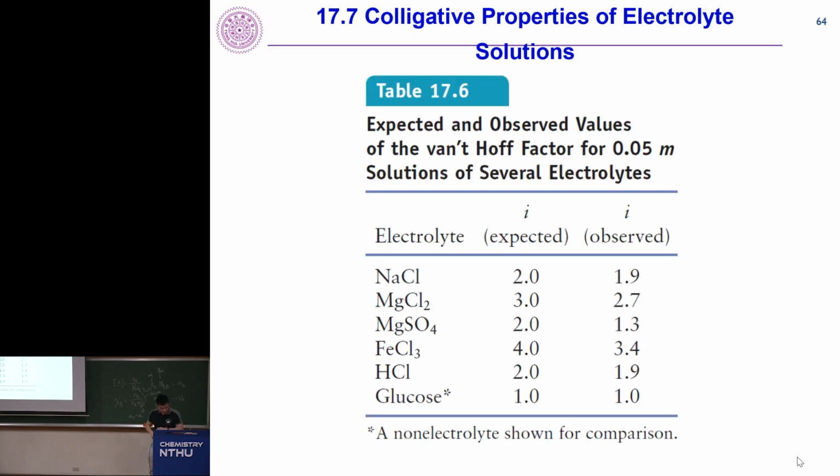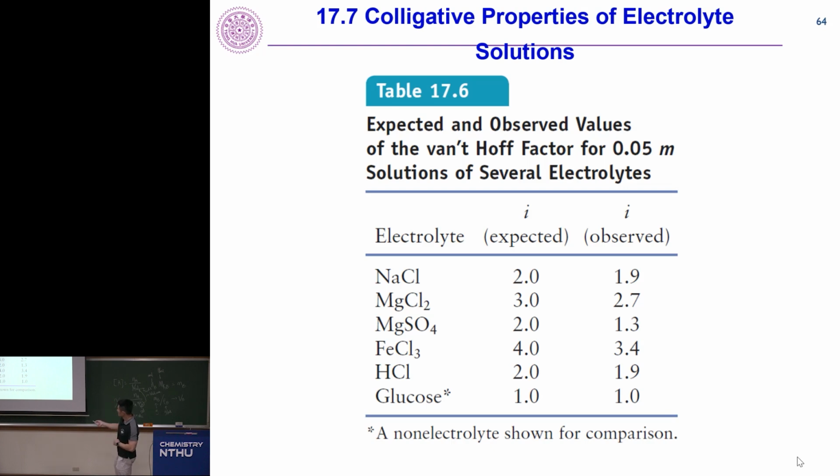And then lastly, we can come up with a table. Of course, you can imagine the stronger the interactions among the ions, the less they are going to dissolve completely. So sodium chloride is kind of a well-behaving electrolyte, so you expect i to be 2 because each mole will dissolve into sodium plus and chloride minus. But what is really observed experimentally is 1.9. That means you still have 5% of sodium chloride behaving like a single particle.